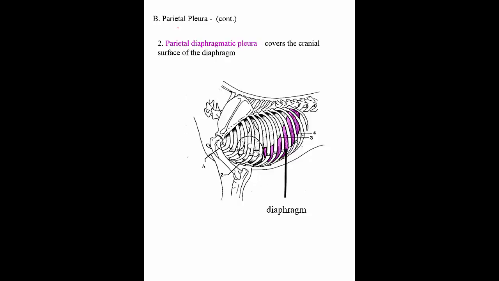We're continuing on with some other types of parietal pleura, or wall type pleura. Parietal diaphragmatic pleura, so this purple structure here would be the diaphragm, and it would be lined, the cranial surface of the diaphragm is lined with parietal diaphragmatic pleura.